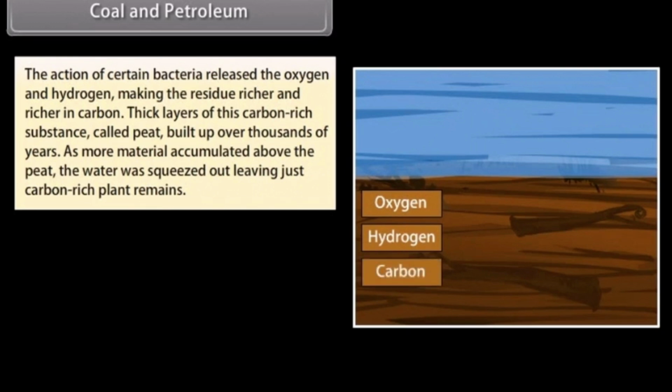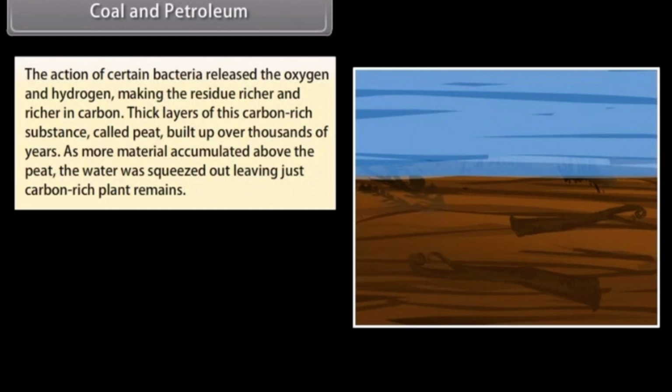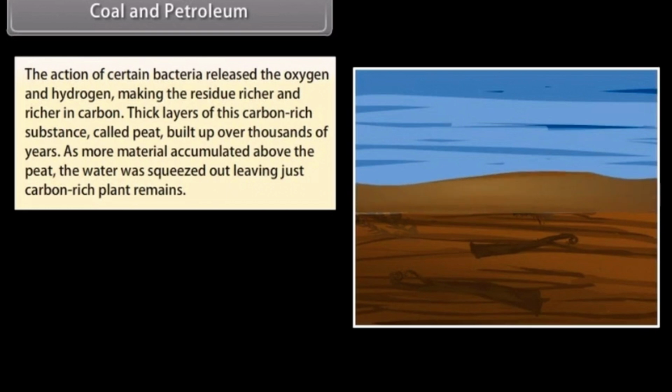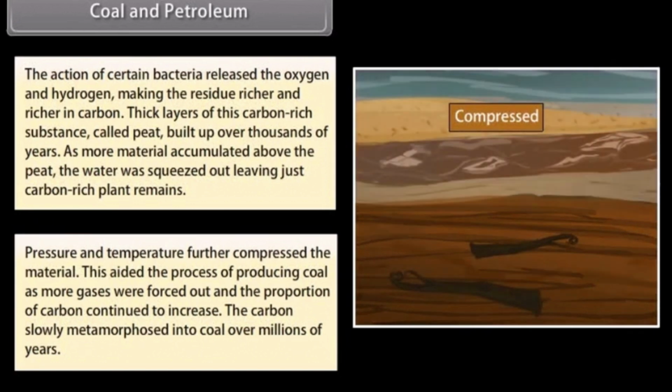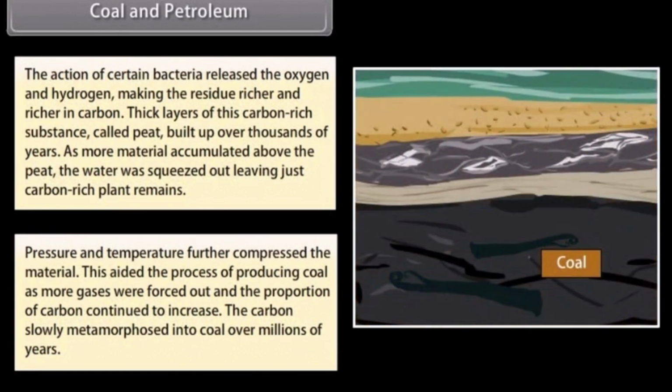Thick layers of this carbon-rich substance, called peat, built up over thousands of years. As more material accumulated above the peat, the water was squeezed out, leaving just carbon-rich plant remains. Pressure and temperature further compressed the material. This aided the process of producing coal as more gases were forced out, and the proportion of carbon continued to increase. The carbon slowly metamorphosed into coal over millions of years.